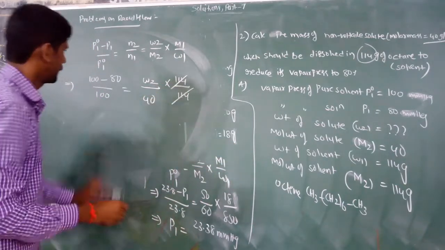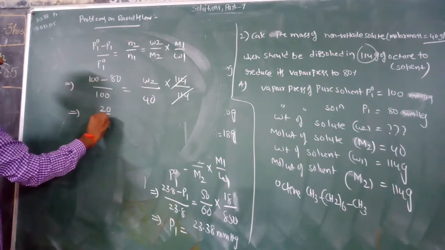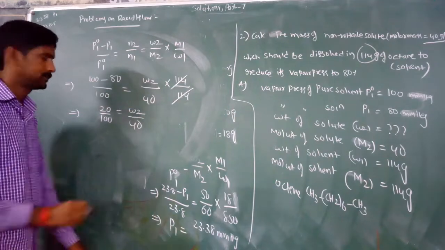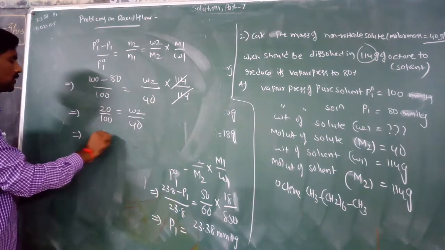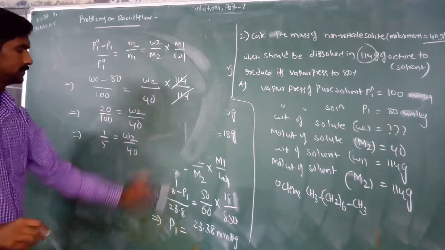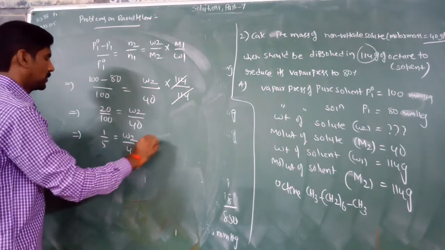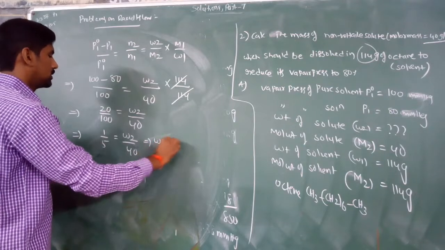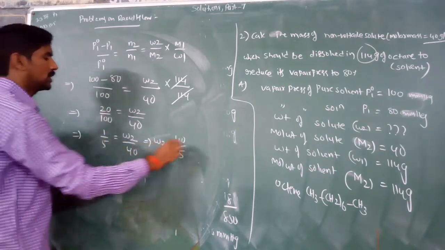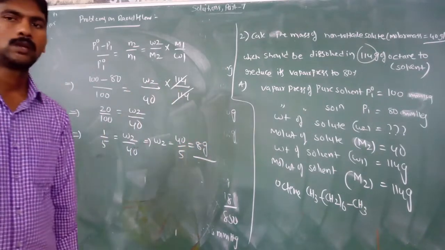Cancellation. That implies 100 minus 80, that is 20 by 100, is equal to W2 by 40. 20 by 100 means 1 by 5. So 1 by 5 is equal to W2 by 40. That implies W2 is equal to 40 by 5, which is equal to 8 grams.